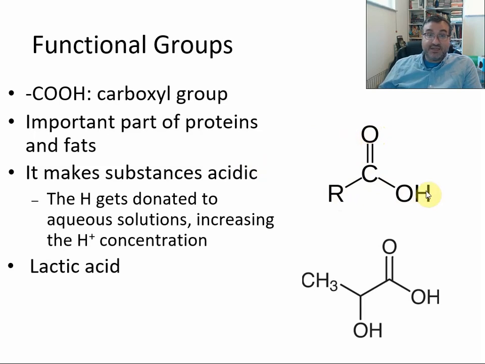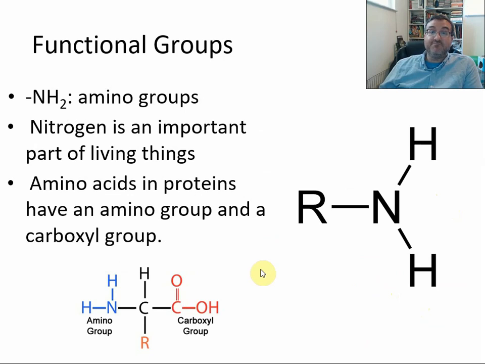This hydrogen gets donated to an aqueous solution, which increases the hydrogen ion concentration, which would lower the pH, making something more acidic. For example, here's lactic acid. There's some carbons, and there's a hydroxyl group, but there's also this full carboxyl group, and so that makes this lactic acid.